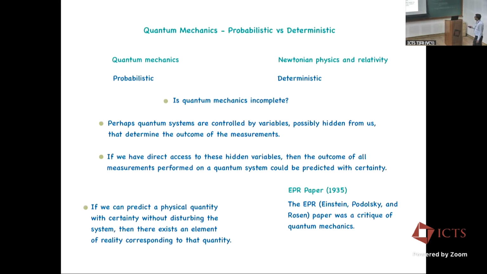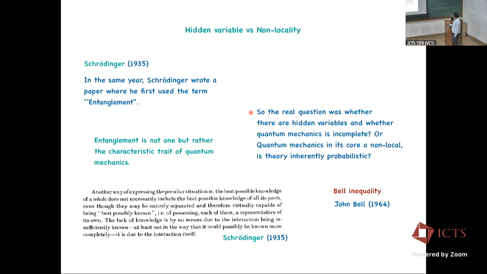Now, in the same year, Schrodinger wrote a rejoinder to this paper after a few months. In that paper, he argued that no, this entanglement, or the kind of certainty in prediction it gives us, is actually a characteristic feature of quantum mechanics. So that triggered this long debate. This is a quotation from that paper, actually a screenshot, and here is my most favorite line in that paper: the best possible knowledge of a whole does not necessarily include the best possible knowledge of all its parts.